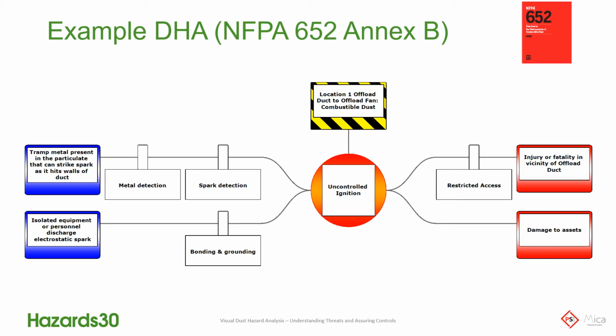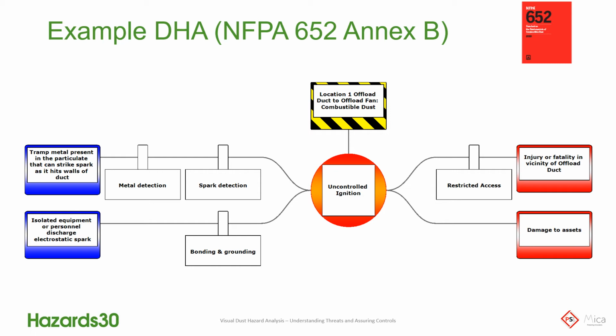If we take an example, this is from the US National Fire Protection Association document 652. Annex B gives an example of a conventional dust hazard analysis. In the standard, it's not represented in this way. It's represented simply as a checklist or kind of what-if. So what we've done is visualize that into a graphical format. In this case, it's wood powder, wood chip.